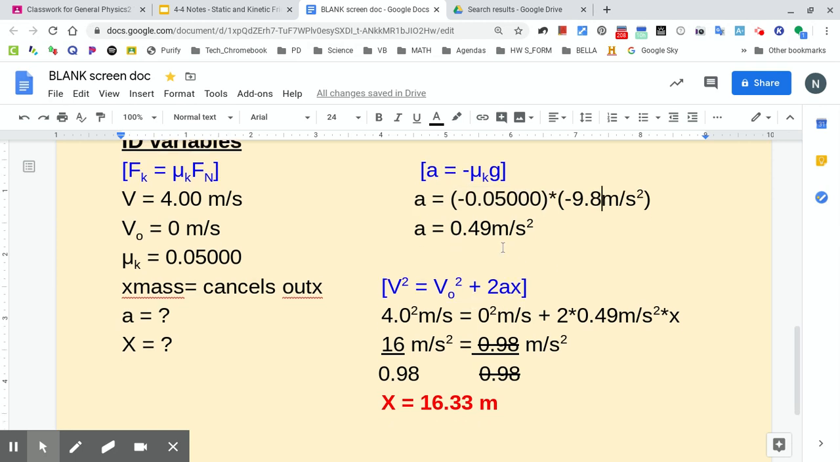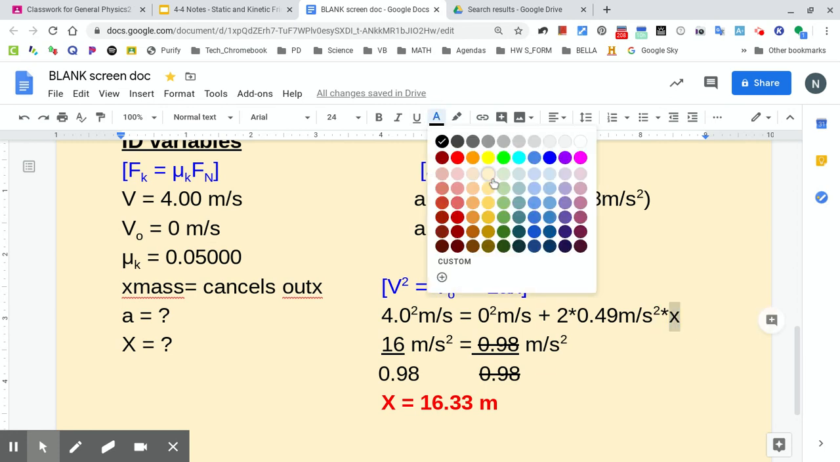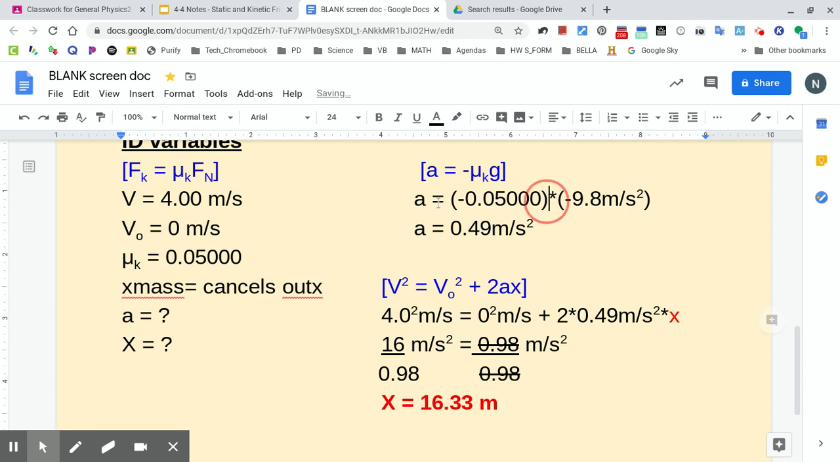And then we can plug this in for acceleration. We're going to solve for x. So you got 4 squared is equal to 0 squared plus 2 times the acceleration we just found times x, which is what we're trying to solve for. Maybe I should put that in red too so we know where we're at here. So we're trying to solve for that.